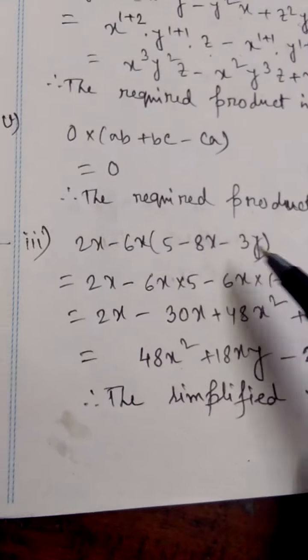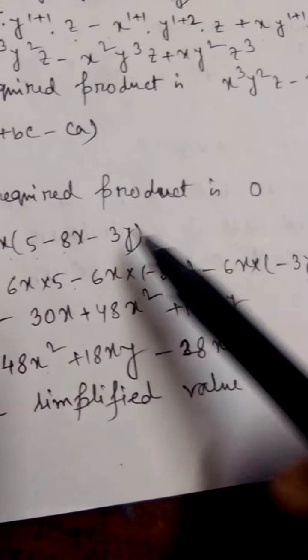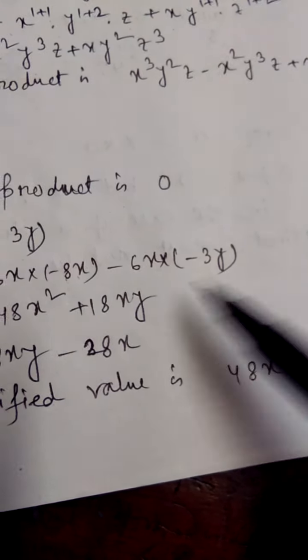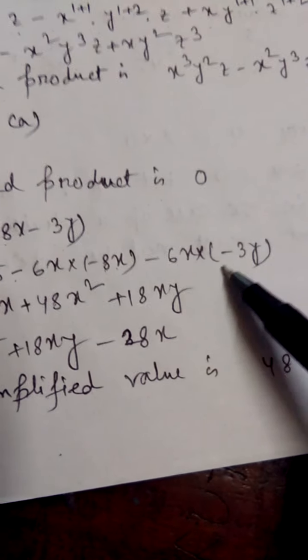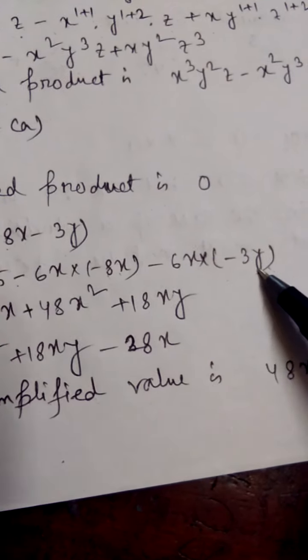Equal to 2x minus 6x into 5 minus 6x into minus 8x minus 6x into minus 3y. See that we put a bracket, first bracket for minus 3y, since the sign is negative, so we must put a first bracket for this term.